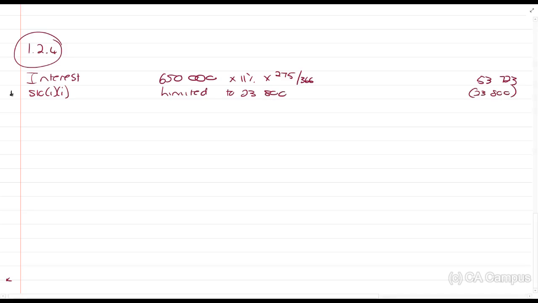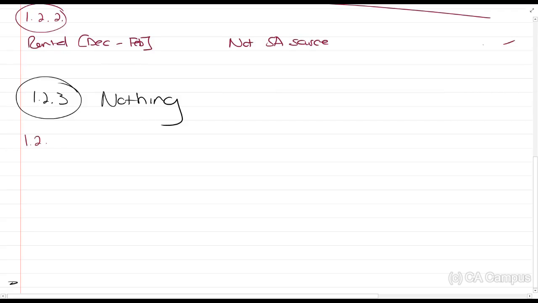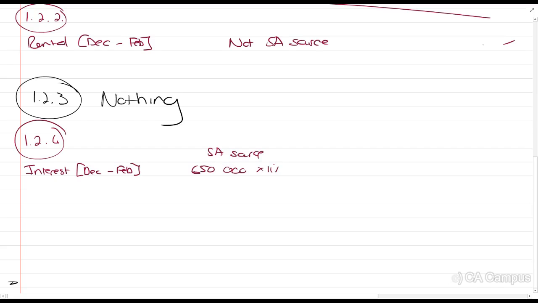Okay, now here comes one of your tricks. 1.2.4, this is when she's now a non-resident. So this is the interest from December to Feb. It's from a South African source because it's paid by a South African bank. 650,000 times 11% times 91 over 365, that's 17,777.